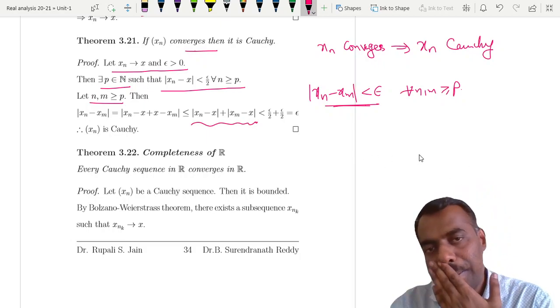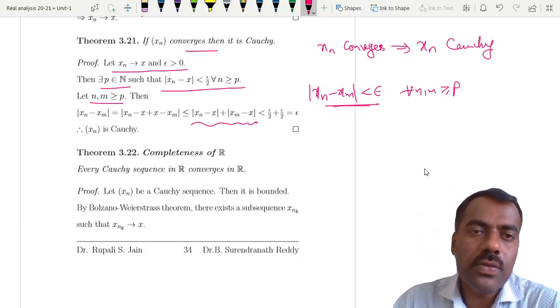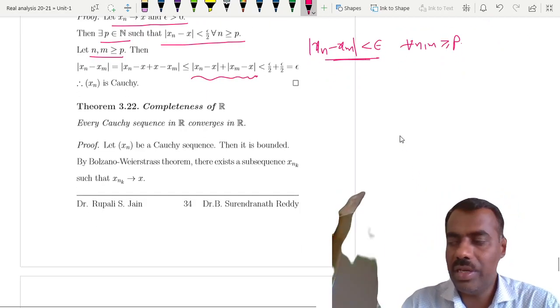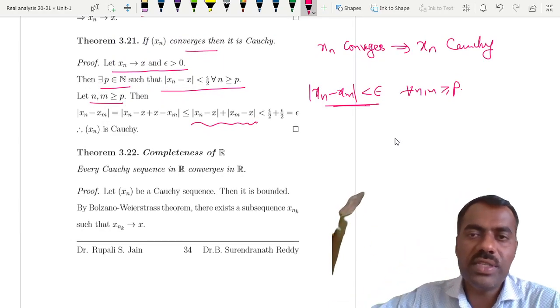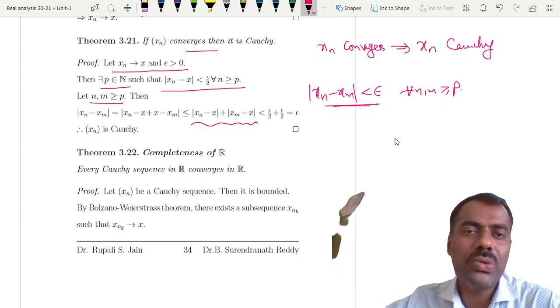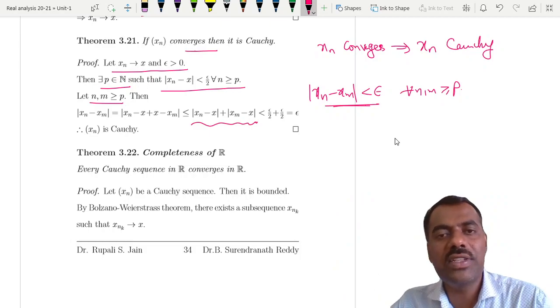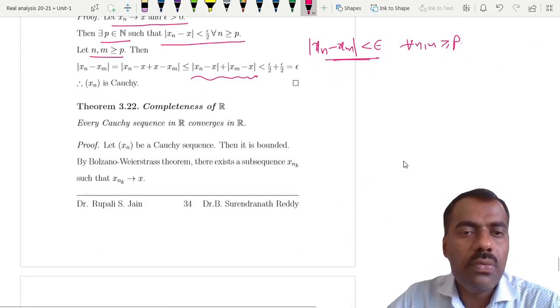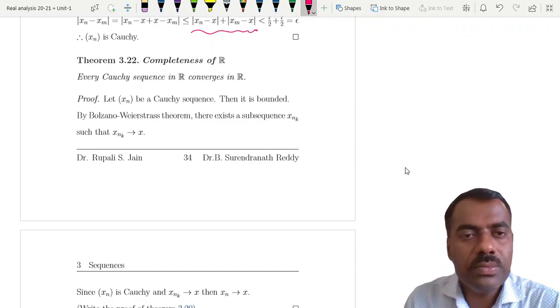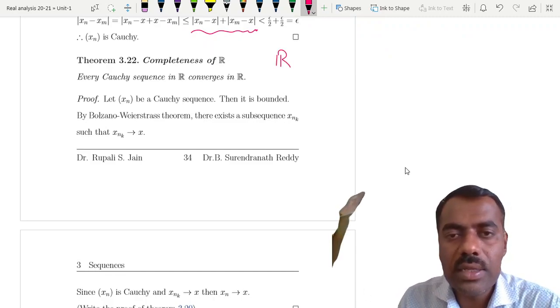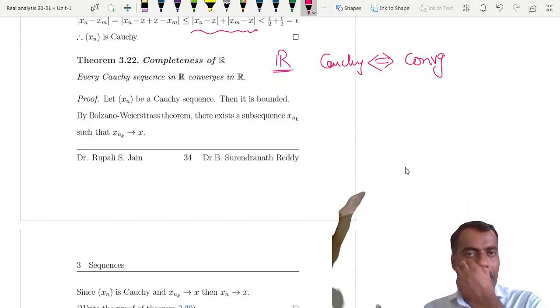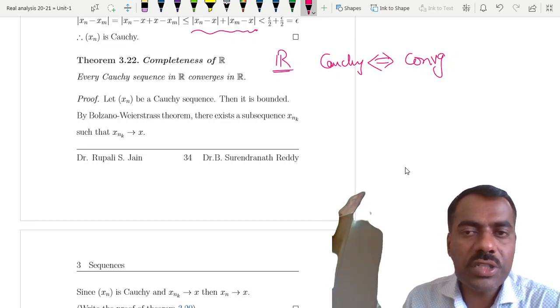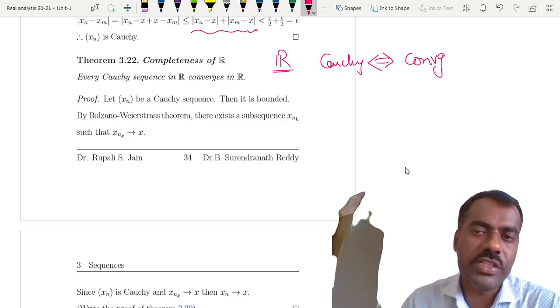In later classes we will see that not every Cauchy sequence is convergent. In Q, you can find a sequence which converges to root 2, and root 2 is not in Q. That is the idea, but that sequence is actually a Cauchy sequence, right? Now what we focus on today is that in R that is true. That means in R Cauchy implies convergent, and of course convergent implies Cauchy. This is called the completeness of R. So every Cauchy sequence in R converges in R itself.